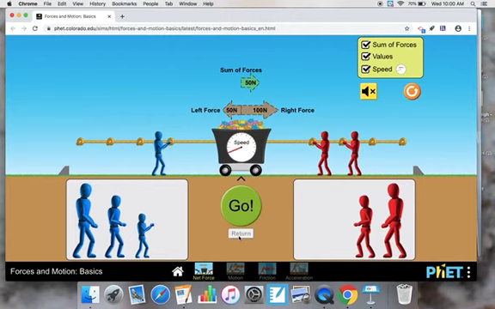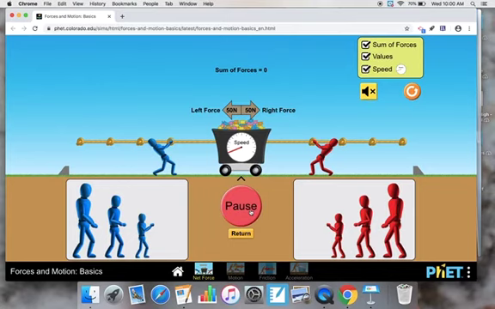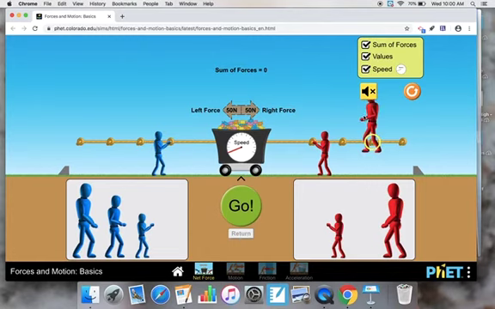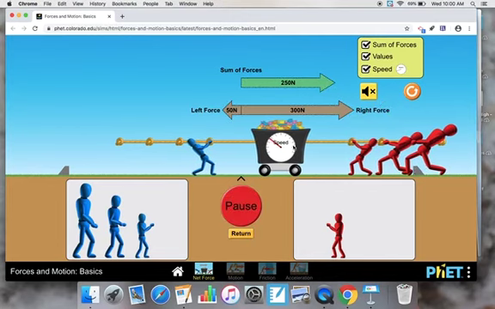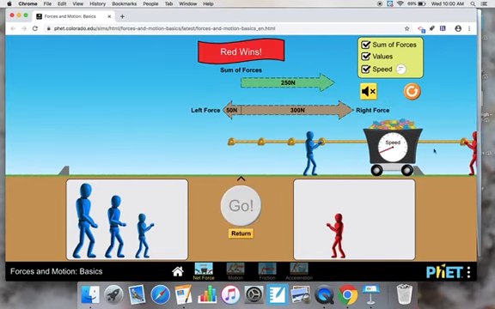Again, you could play around with this to see what happens. If it's even, our sum of forces is 0 and nothing is moving, and we have no speed. We could also really increase the right force, and we see our sum of forces is largely to the right. When we go, we see that speed is increasing a lot faster. So the more force we're applying, the more the speed picks up, and we see a larger acceleration there.